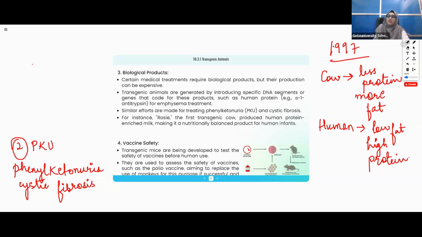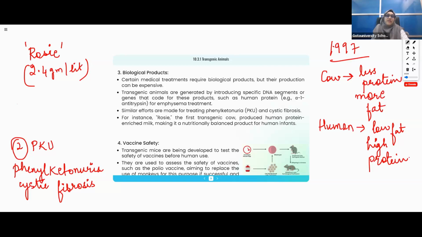So in 1997 there was the first transgenic cow, which was named Rosie. You know the names Rosie, Rani and all, so that's why you will get this type of names. In 1997, the first transgenic cow produced human protein enriched milk. The quantity I will write here, 2.4 gram per liter. This is the protein content, so this milk will have 2.4 gram protein per liter.